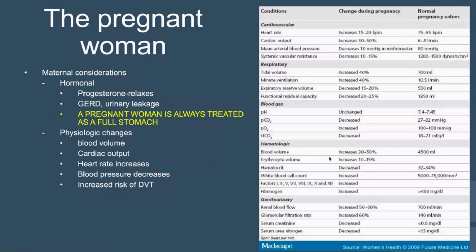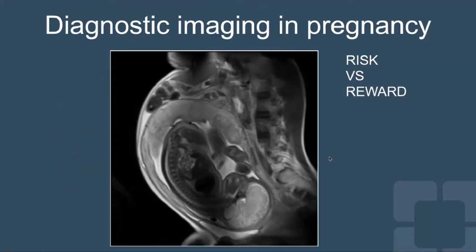And this needs to be considered in surgery in the pregnant woman. Moving on to some of the pre-op workup, looking at the diagnostic imaging in pregnancy. This is all about risk reward. Here's an MRI, and you can see a fetus inside the womb.